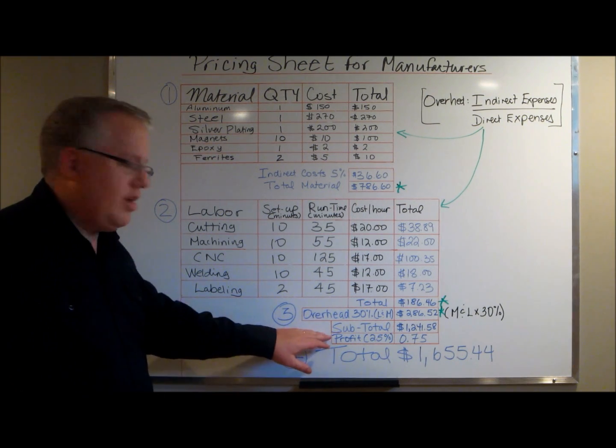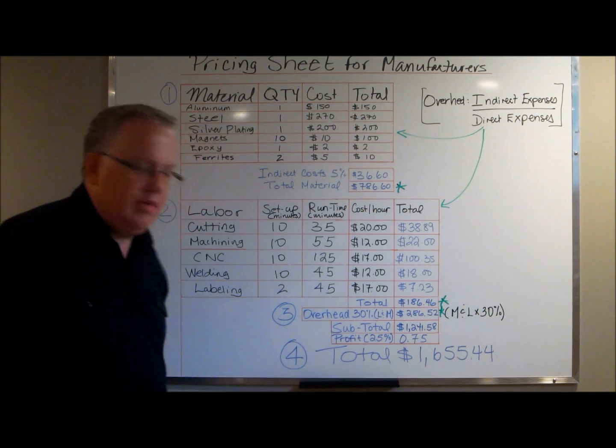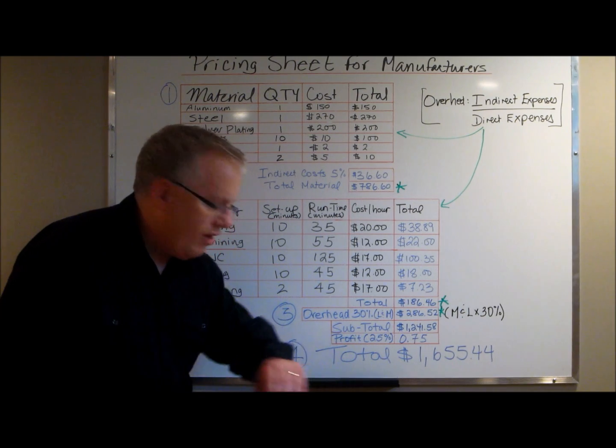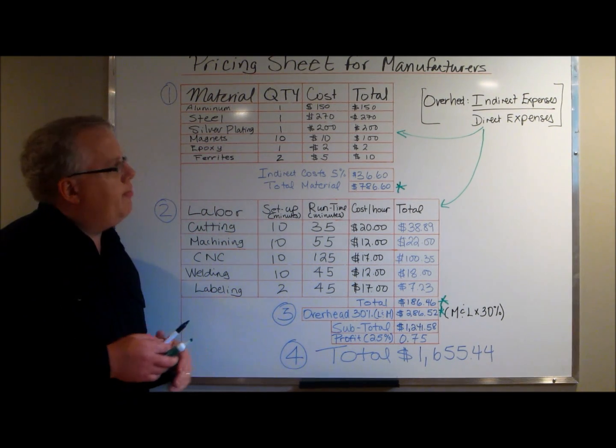In this particular case, the company wants to make 25% profit, so you take 1,241.58 divided by 0.75. It gives you a sell price of $1,655.44.